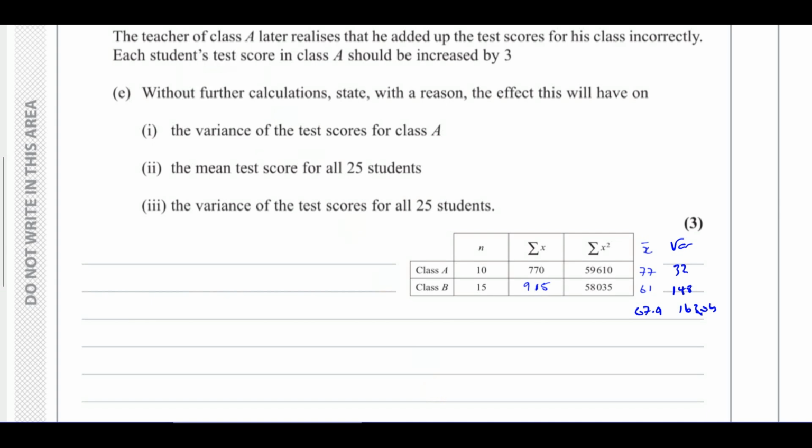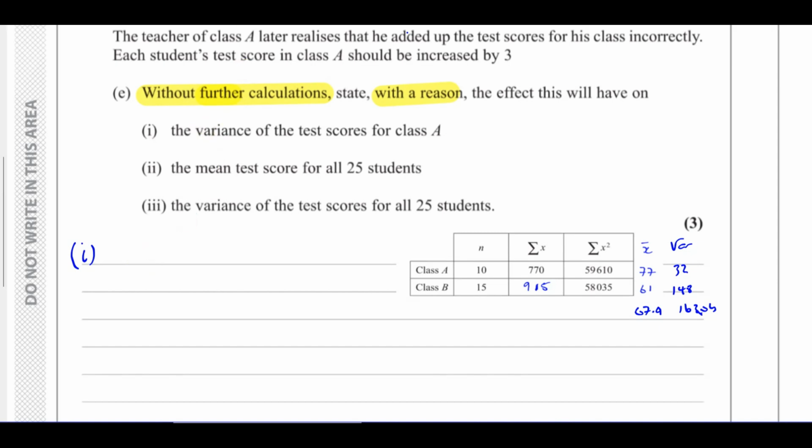Now for part E, the question states that the teacher of Class A later realizes that he added up the test scores for his class incorrectly. Each student's test scores in Class A should be increased by 3. Without further calculations, so this is very important, no calculations, state with a reason the effect that this will have on these 3 things. So firstly, the variance of the test scores for Class A. So the Class A marks are what are going to change by being increased by 3.